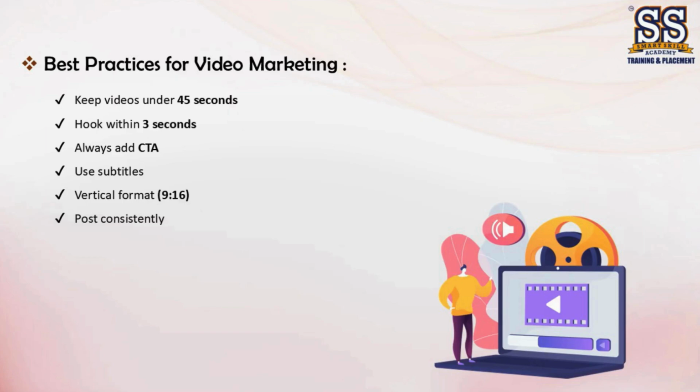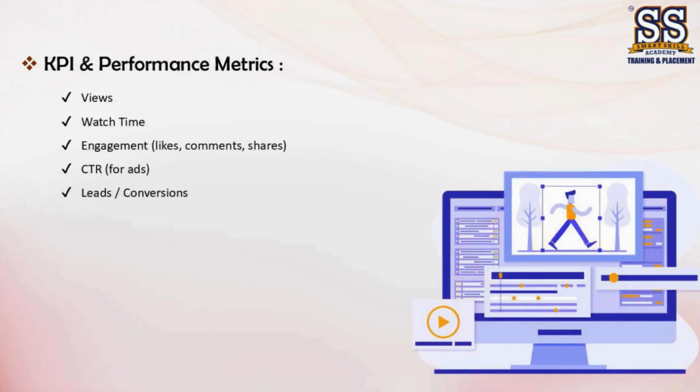Finally, the secret sauce isn't a single viral video, it's consistency. Posting regularly trains the algorithms to know who you are and helps you stay top of mind for your audience. Now that we've covered the creative side of digital marketing, let's talk about how we actually measure success. To do that, we look at KPIs, or key performance indicators, and performance metrics.